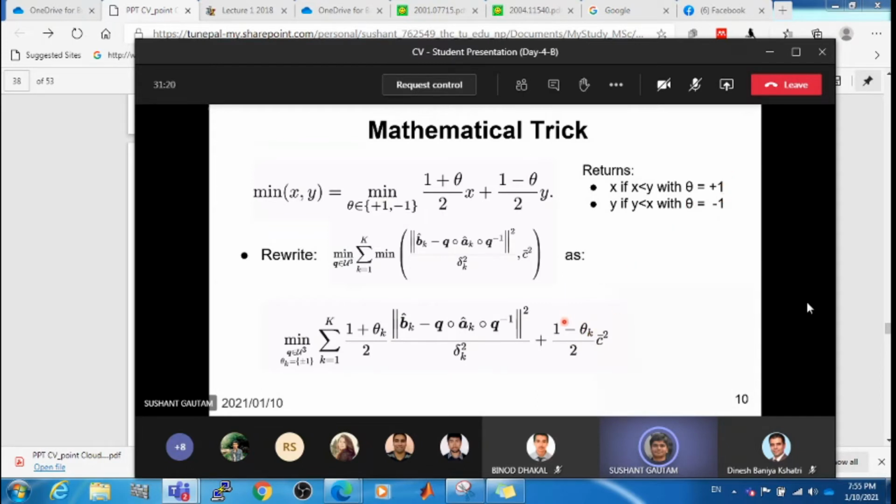Also note that when theta is +1, the first part of the equation is chosen, this part. And when theta is -1, the second part is chosen, or the correspondence is treated as an outlier. That is the meaning. So we are doing the same as in TLS, if you remember.